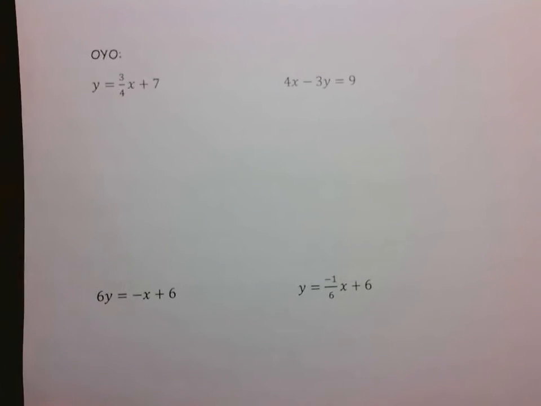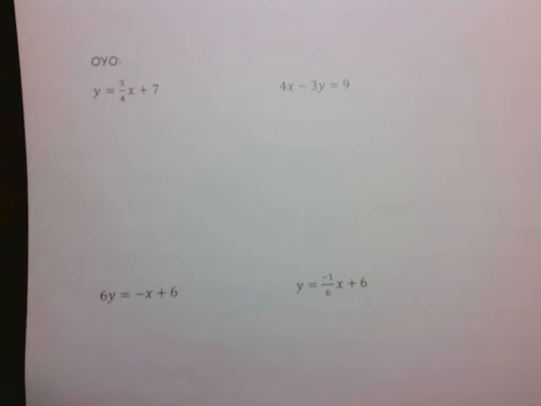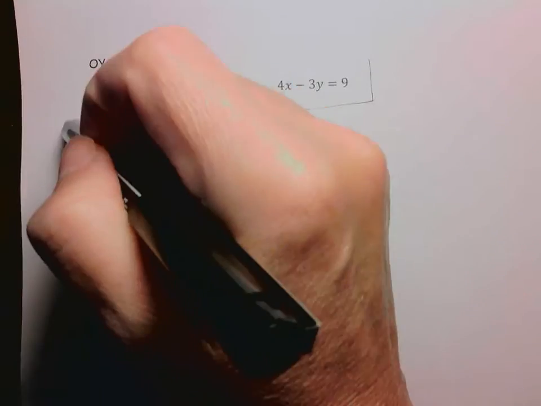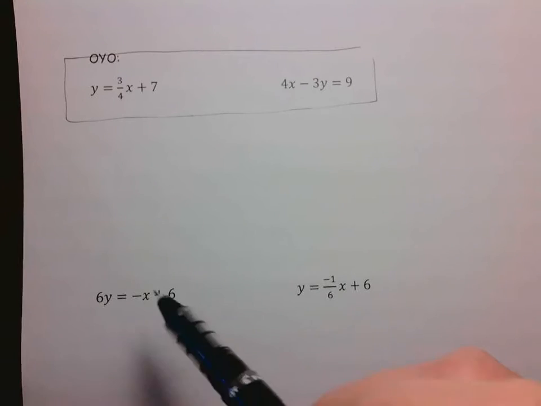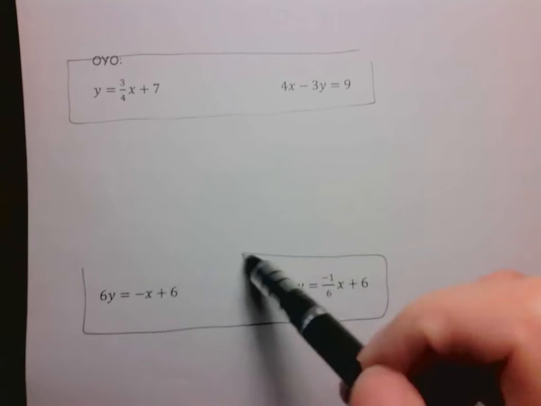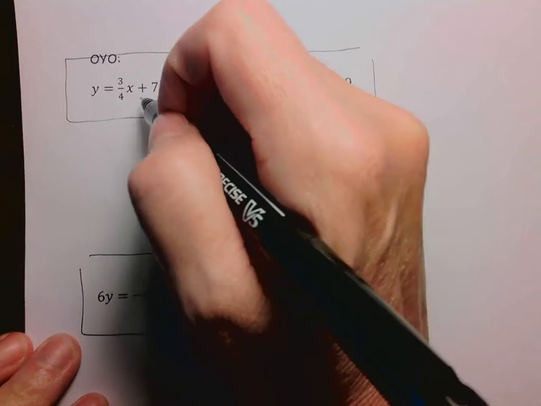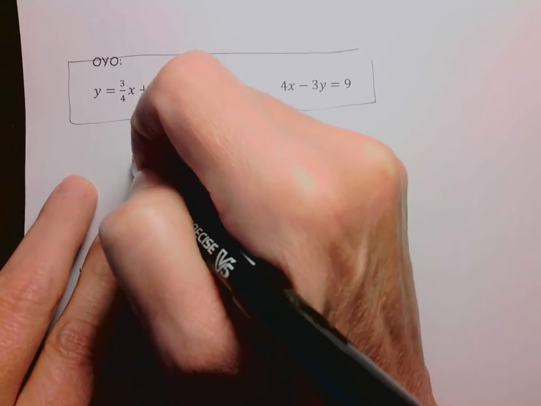Okay, so go ahead and hit pause and work out these two. You're comparing these two lines here, and then you're comparing these two lines here. Okay, the slope of this line is 3 over 4.